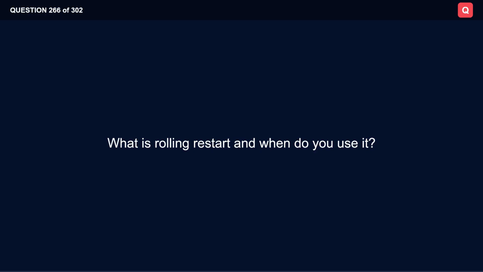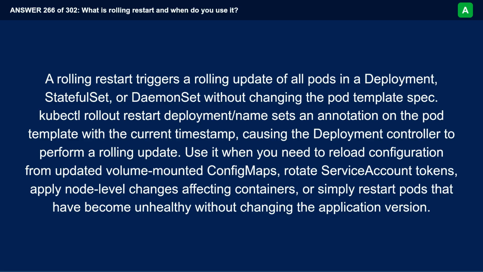What is rolling restart and when do you use it? A rolling restart triggers a rolling update of all pods in a deployment, stateful set, or daemon set without changing the pod template spec. kubectl rollout restart deployment/name sets an annotation on the pod template with the current timestamp, causing the deployment controller to perform a rolling update.